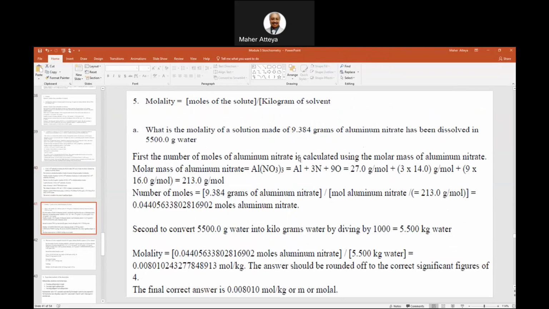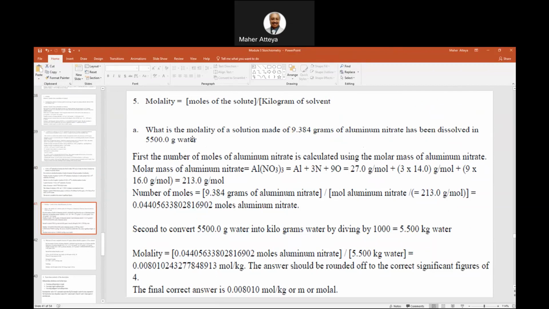Now, molality. What is the difference between molarity and molality? Molarity is moles over volume. Molality is moles over mass. So molality is defined per kilogram of the solvent. We don't use molality that much, but some physical properties use molality. So, for example, let's look at this.